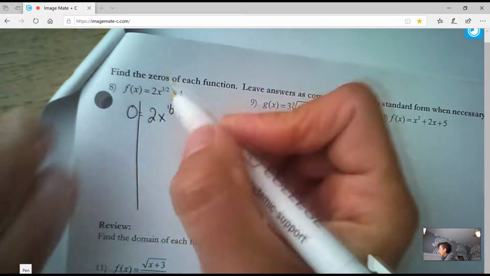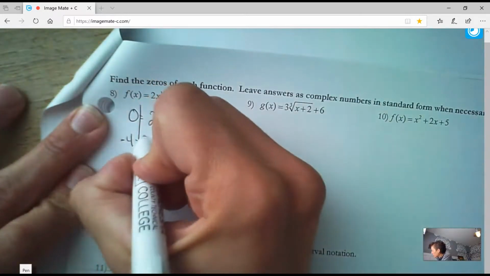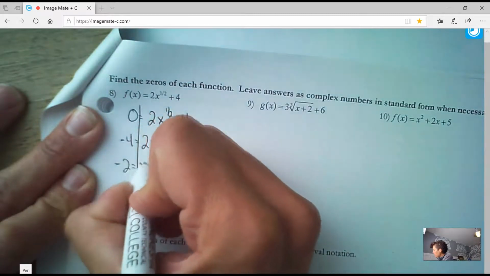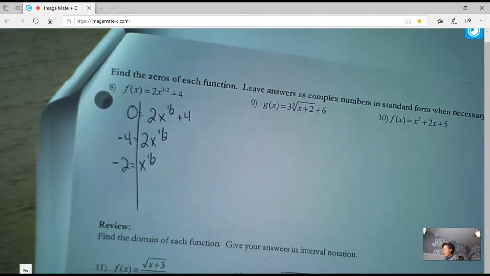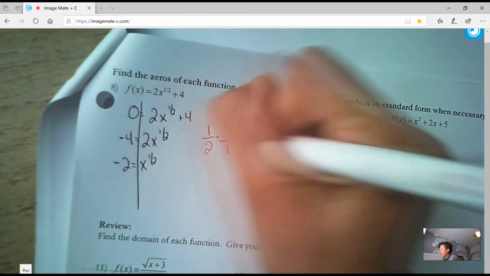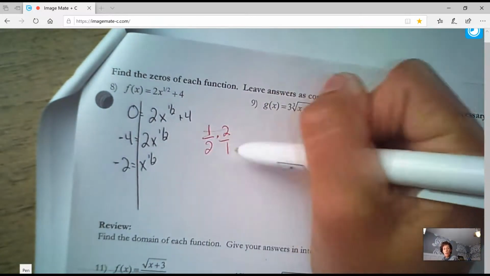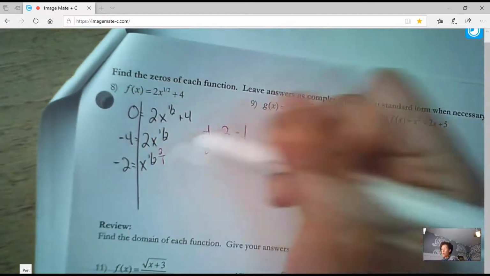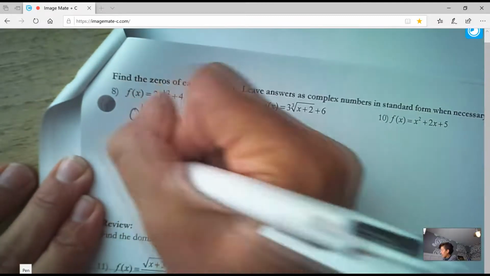So first I'm going to subtract 4. And then I'm going to divide by 2. And remember, to get rid of a 1/2 exponent, I will have to use its reciprocal, because that becomes 2 over 2, which is 1. So I'll square this side. 2 over 1 is squaring, and I'll square this side.